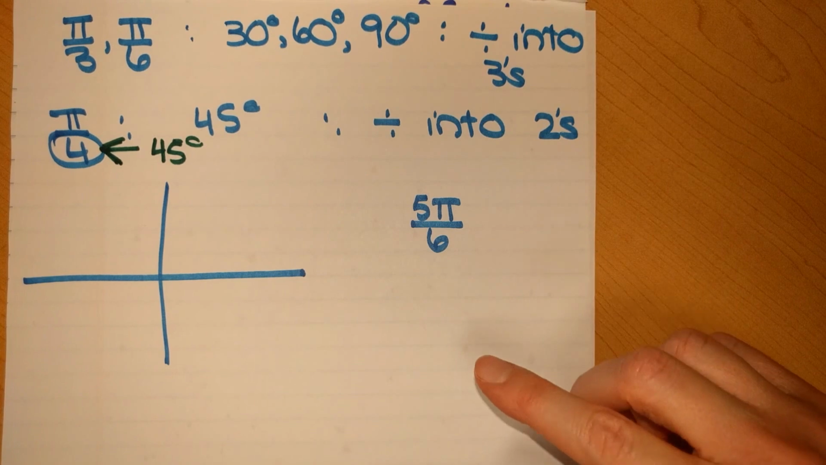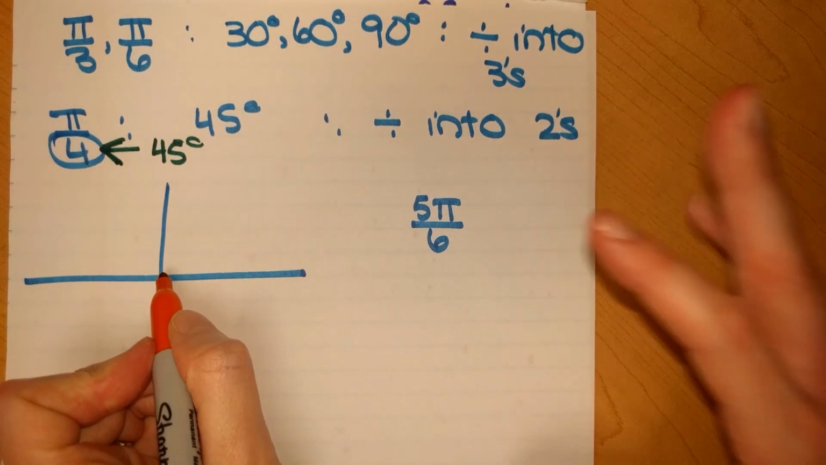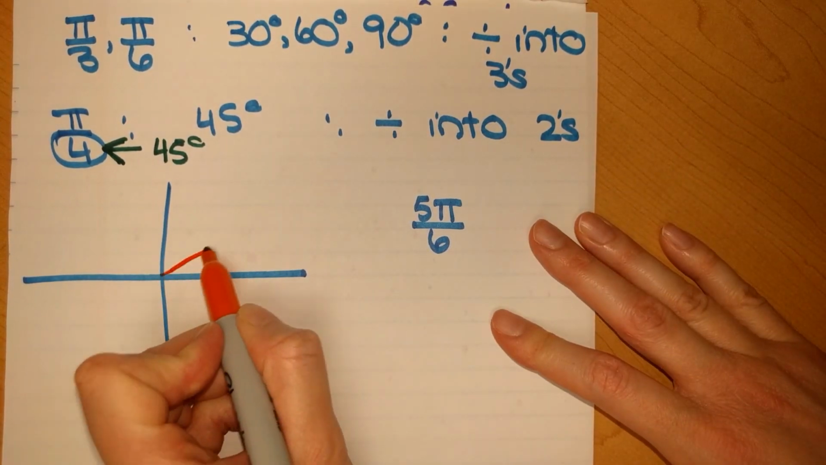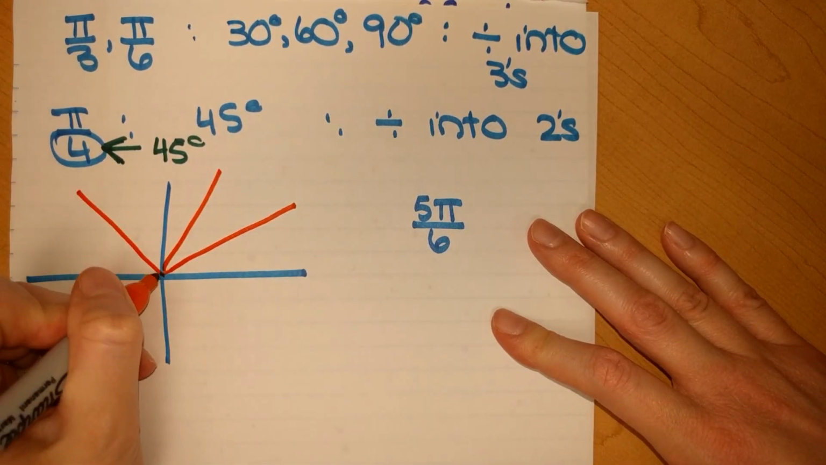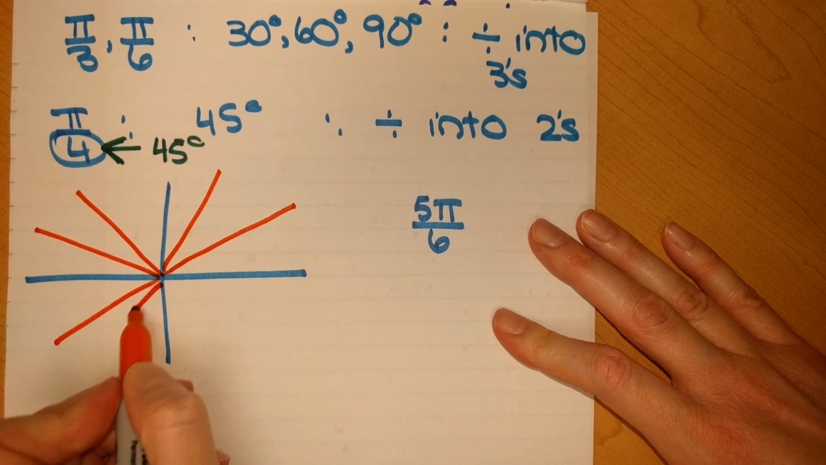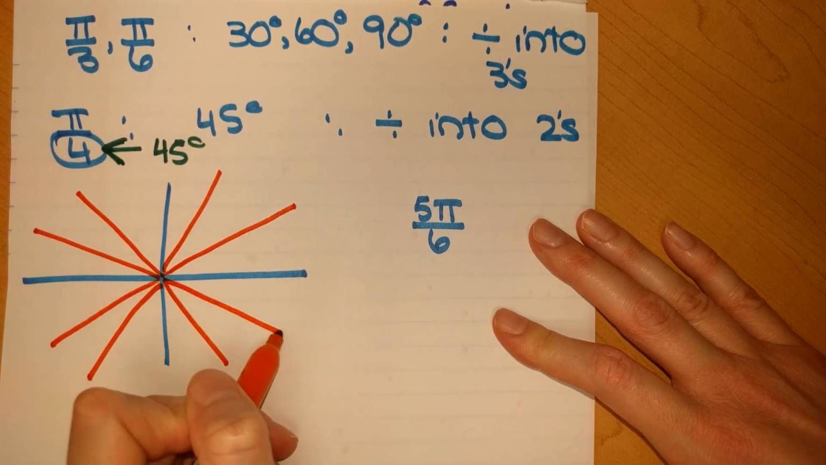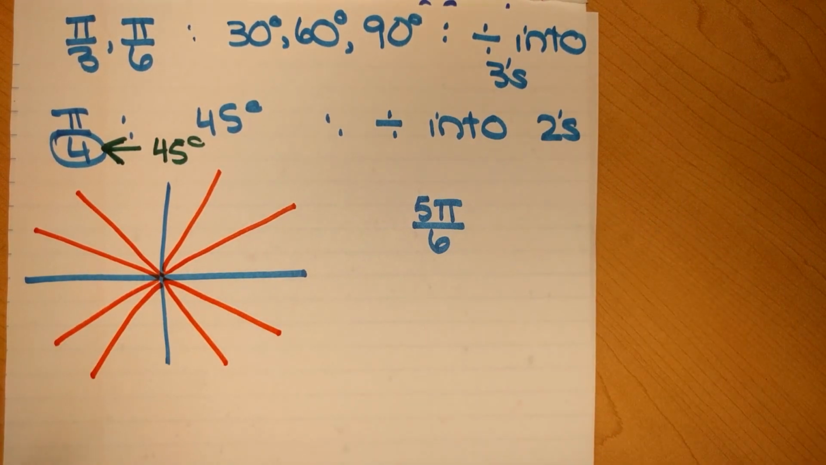So what I could do is divide each of these quadrants into 3 sections. So this is 1, 2, 3 sections. Divide this quadrant into 3 sections. Divide this quadrant into 3 sections. This quadrant into 3 sections. And then I count by 1 for each line.